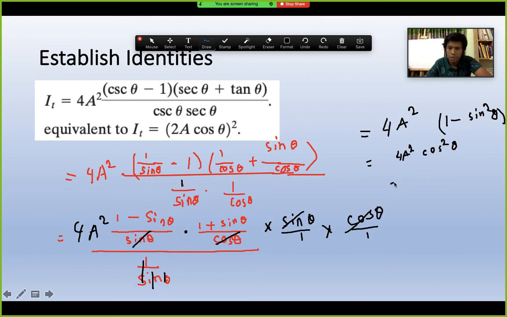Cos square theta. And all of them we can write inside the bracket, squared. If we write 2a then cos theta, whole squared, then we will have all of them here. So you see, this thing and this thing are the same. 4 means 2 square, and then a square, a within the bracket whole square, so it goes there. So basically this is the same thing as this.